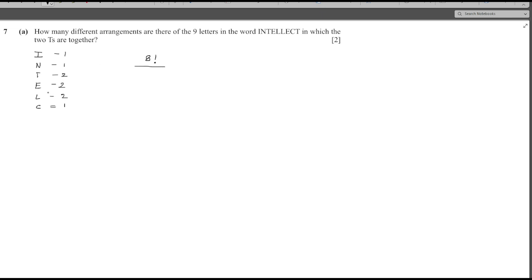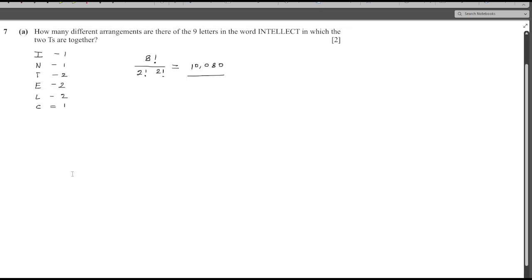we have 2 alphabets E and 2 alphabets L. So I will divide by 2 factorial for E and 2 factorial for L. So your total number of arrangements will become 8 factorial divided by 2 factorial times 2 factorial, which is 4 only. So 10,080. 10,080 is the total number of arrangements.